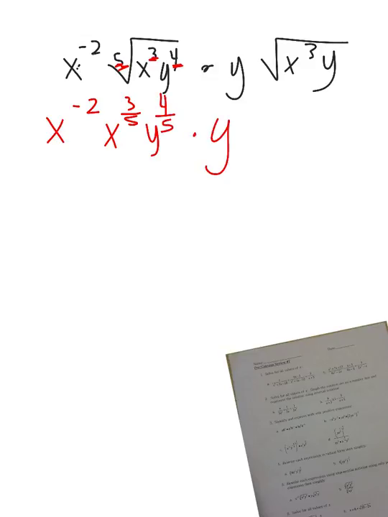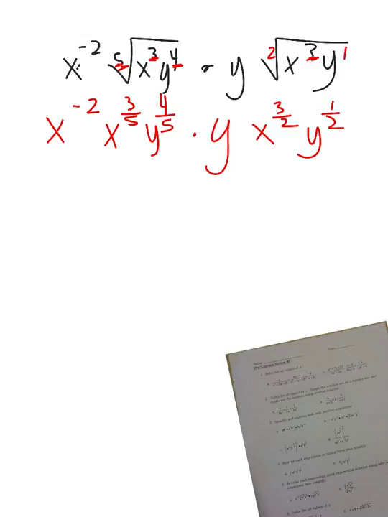All right, so 5a is x to the negative 2, the fifth root of x to the third, y to the fourth, times y, the square root of x to the third, y. All right, so the first thing I'm going to do is I'm going to take this out of the radical. So I have x to the negative 2, power is 3, root is 5. So it's x to the 3/5, power over root, y to the 4/5, times y. My root is 2, square roots are 2. X to the power over the root. My power for the y is 1, and that's over 2.